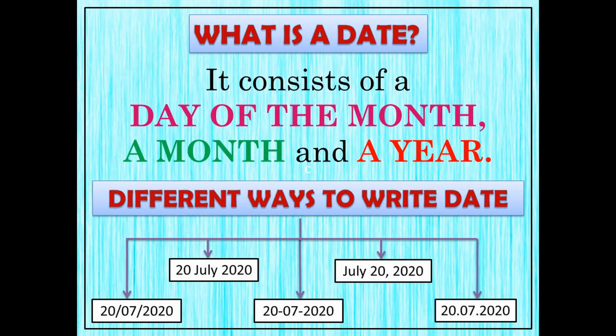Similarly, you can write the dates in two other formats also. Like here you have seen 20 July 2020. So instead of the number, I have used the word July. And in the next example, you can see the month July is written first, after that the date is written, and a comma is put and 2020 is written. So these are the different ways in which you can write the date.